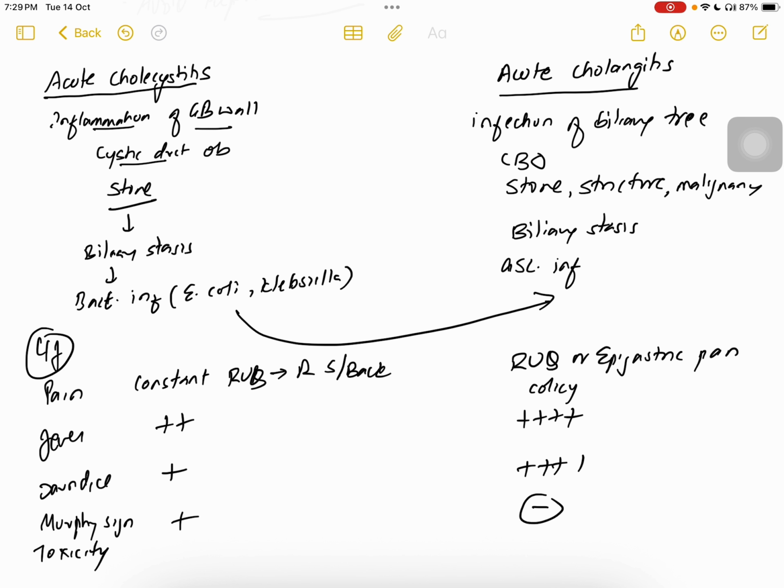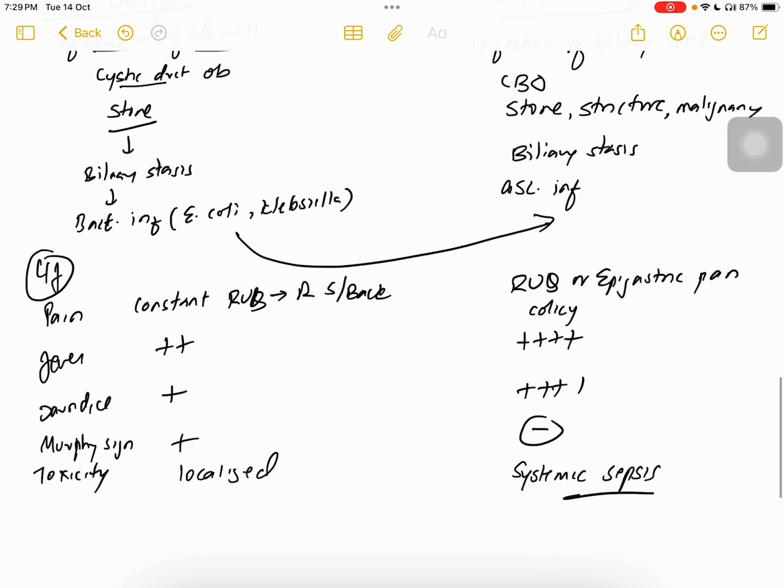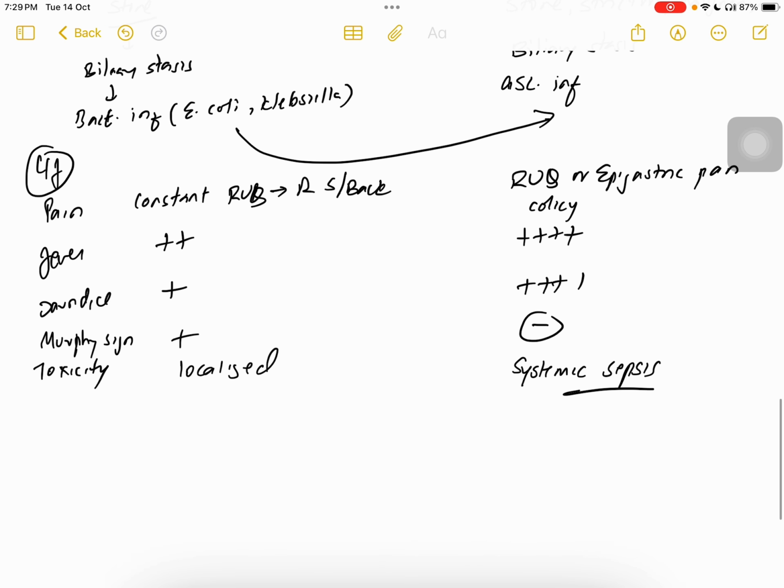In toxicity, it's usually a localized infection of our gallbladder in cholecystitis, while systemic sepsis might occur in acute cholangitis. So basically, acute cholecystitis is an infection of the gallbladder, while acute cholangitis is an infection of the whole biliary tree because of the obstruction of our CBD.